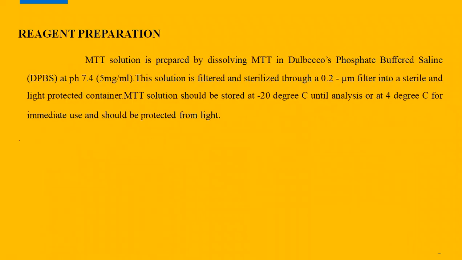Let's see about reagent preparation. In order to prepare the MTT solution, initially MTT is dissolved in Dulbecco's phosphate buffered saline at pH 7.4. This solution is then filtered and sterilized through a 0.2 μm filter into a sterile and light protected container. It should be stored properly, otherwise it will cause several damages. It should be stored at minus 20 degrees Celsius until analysis, or at 4 degrees Celsius for immediate use, and it should be mainly protected from light.